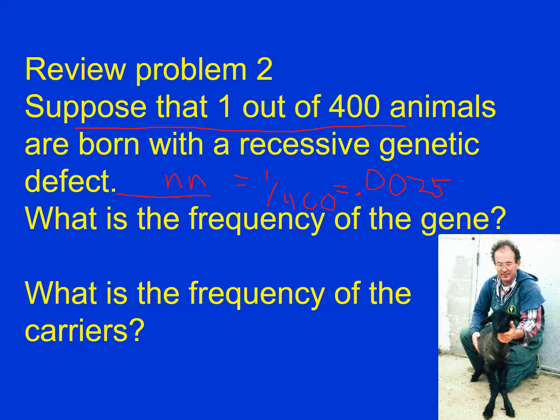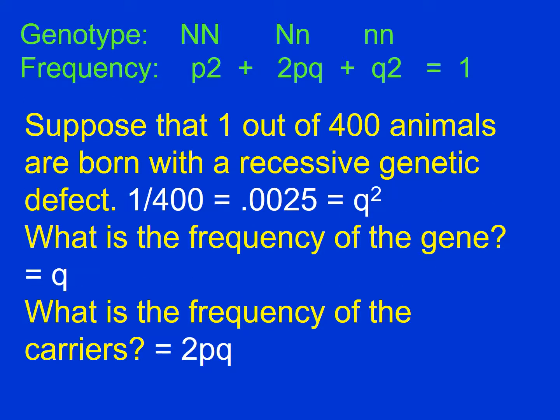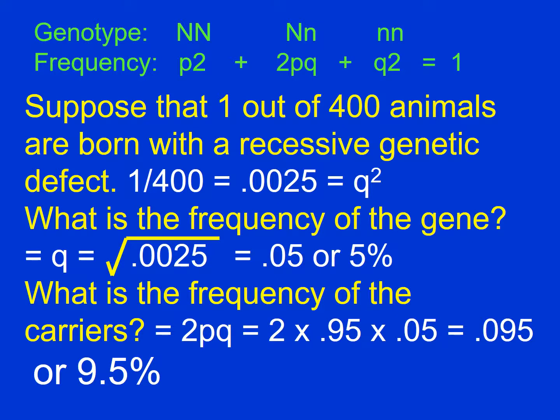What's the frequency of the gene? Well, that's going to be the square root of this, and the frequency of carriers, that's going to be 2pq, right? So we've got it set up here. We've got the Hardy-Weinberg equation on top. So here's our Hardy-Weinberg equation: p squared plus 2pq plus q squared equals 1. We know what q squared is, that's the 0.0025. So now we can solve for q and solve for 2pq.